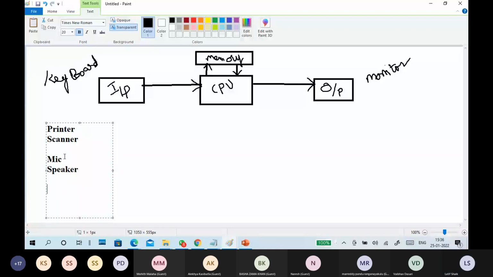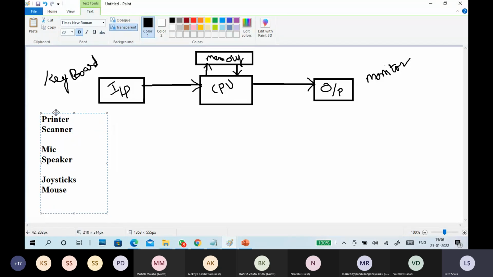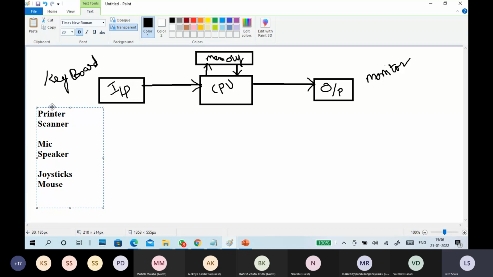Joysticks. Joysticks are for playing games. Mouse is a pointer device. Joysticks are for moving the cursor, and nowadays we use joysticks basically for gaming purposes only. Mouse is the same thing. So I'm moving my cursor like this, a pointing device, moving the cursor from one place to another place directly.